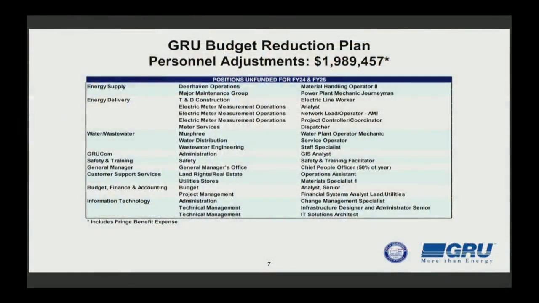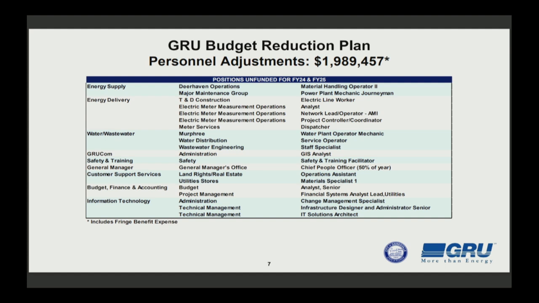Okay, thank you. So the next 3 slides go to the question that was posed about some of the detail. This first one is our labor reductions. What you have up here in front of you is 20 currently unfilled positions that we are proposing not to budget for in 24 or 25. And when you add the fringe benefits onto the actual salary cost, it totals almost $2 million in labor cuts.